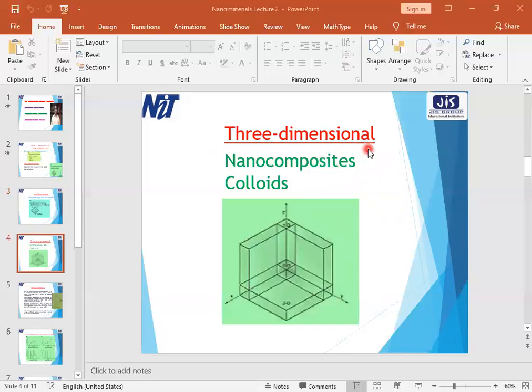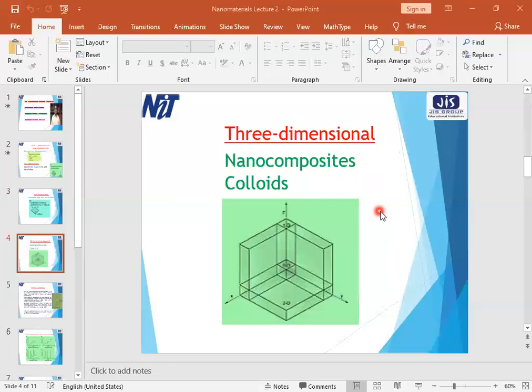Now, three-dimensional nanomaterials. That means all the dimensions will be seen by us. No dimension is in the nano range. All the dimensions are in the bulk range. So that will be called three-dimensional nanomaterial, like colloids. Milk, blood, all these are three-dimensional nanomaterials. Nanocomposites are also nanomaterials. This is the diagram of three-dimensional nanomaterials, where all three dimensions are visible to us and they are not falling in the nano range. This is the X direction, this is the Y direction, and this one is the Z direction.